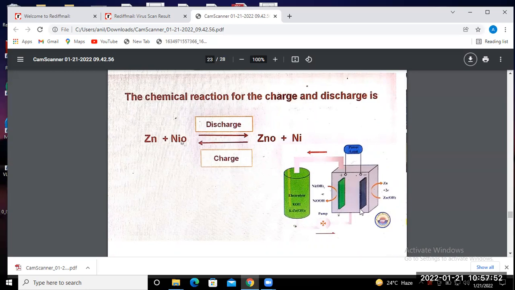Their material is used as Zn plus 2 electrons, Zn. This one is your positive plate, and the reaction takes place through potassium hydroxide, and this is your electrolyte for the chemical reaction during the charging and discharging period.